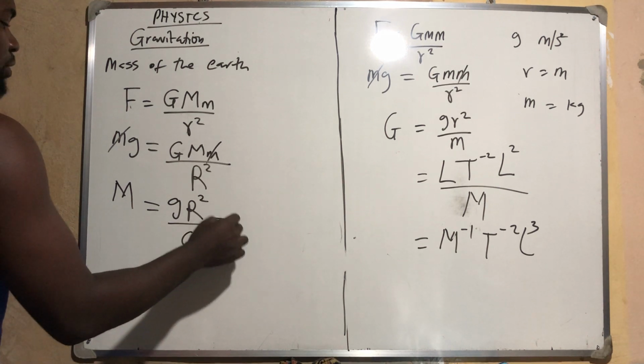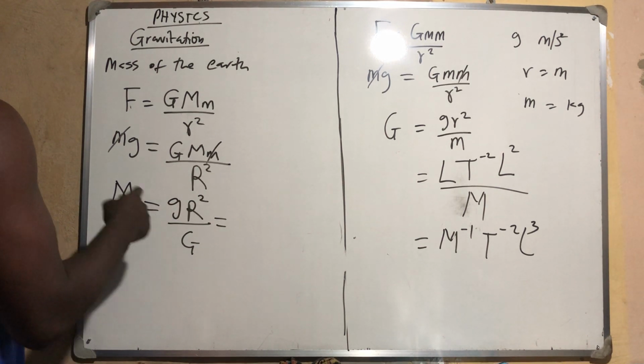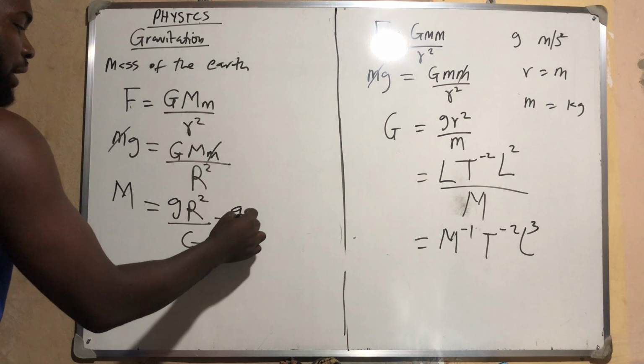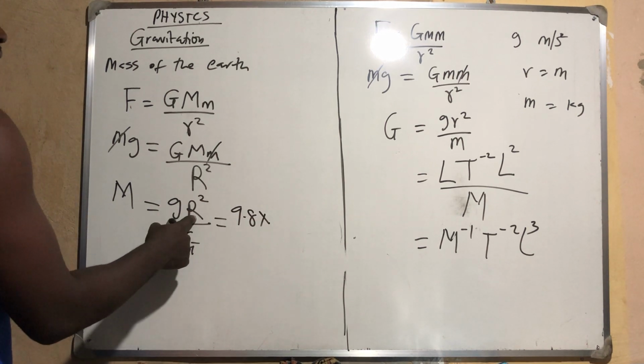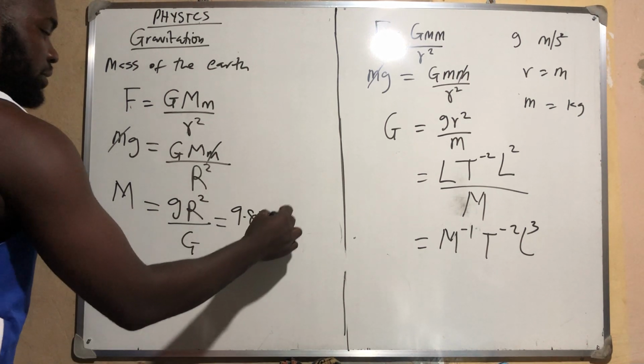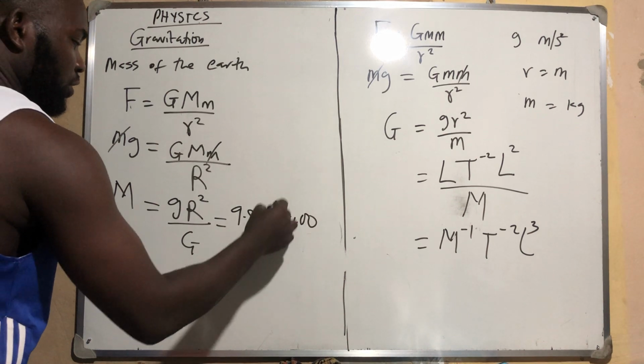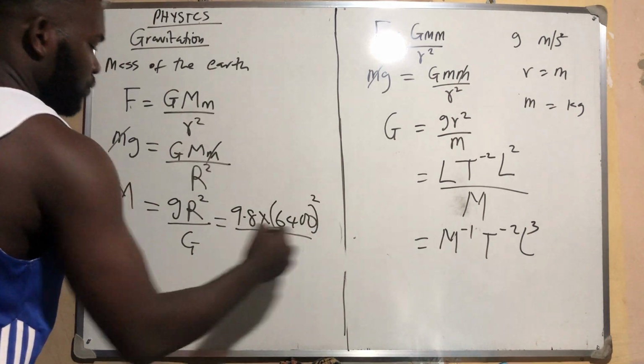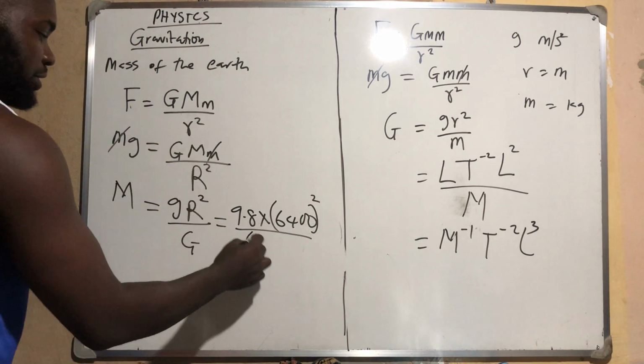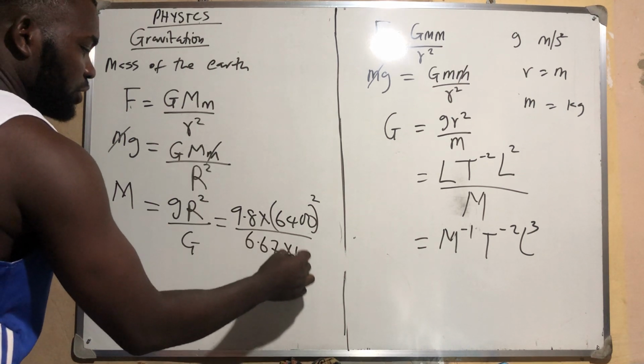So if you put in your values, you have that, don't forget that g is the acceleration due to gravity, which is 9.8, times my R, the radius of the Earth, which is 6,400, don't forget, all squared, all over your G. We have gotten it before as 6.67 times 10 raised to power what?